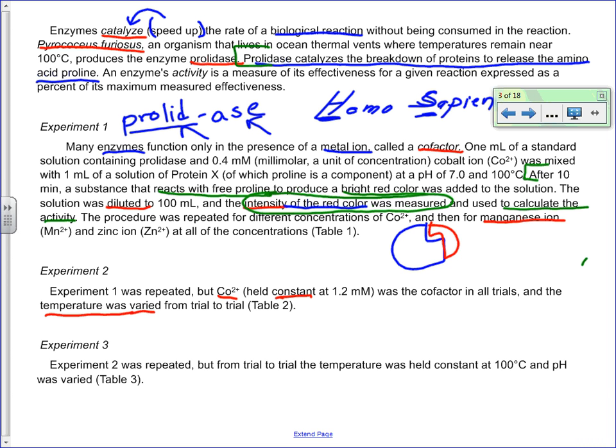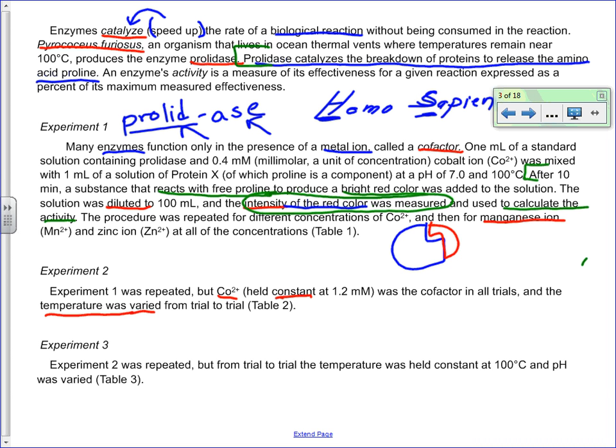So in this case, if the enzyme is working a lot, will it make a lot of proline or a little proline? Lots, because the more the enzyme works, the more proline is produced. If there's a lot of proline, and we add a chemical that reacts with proline to turn red, will it be really bright or really dim? Really bright. Exactly. So the brighter the color, the more proline. The more proline, the harder the enzyme works. The harder the enzyme works, that's the activity level.